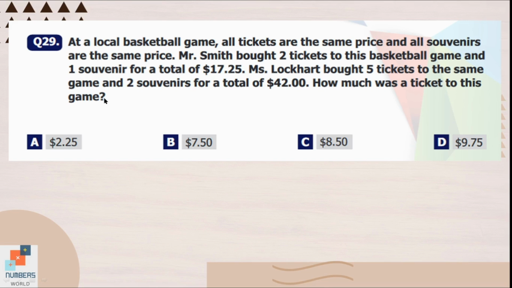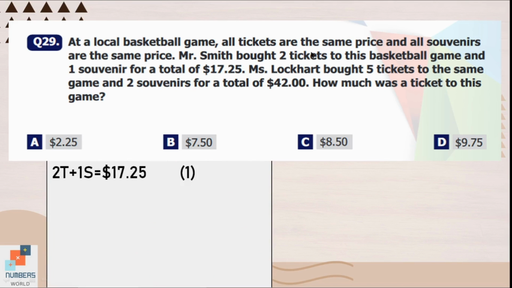So let's make our equations first. As Mr. Smith bought 2 tickets and 1 souvenir, that was $17.25. So our first equation is this. And Mr. Lockhart bought 5 tickets and 2 souvenirs. The total cost was $42. So this is our second equation.